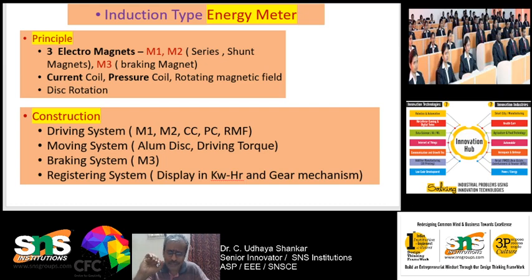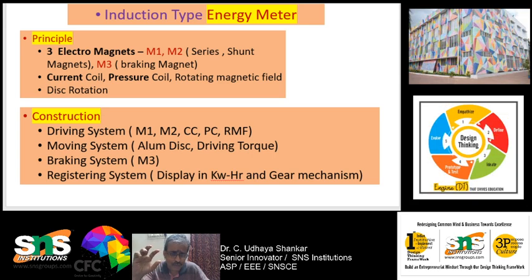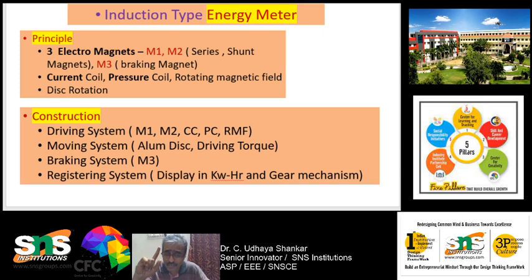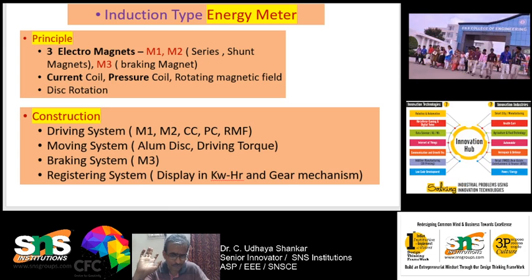Why do we need this braking system? Because I want to control the speed of the aluminum disc. If I do not have this braking system, this aluminum disc will be rotating at a very high speed such that it may damage the entire equipment. The speed will be enormous. So, in order to avoid that, we need a braking system such that the aluminum disc is rotating at a slightly acceptable speed. It has to rotate.